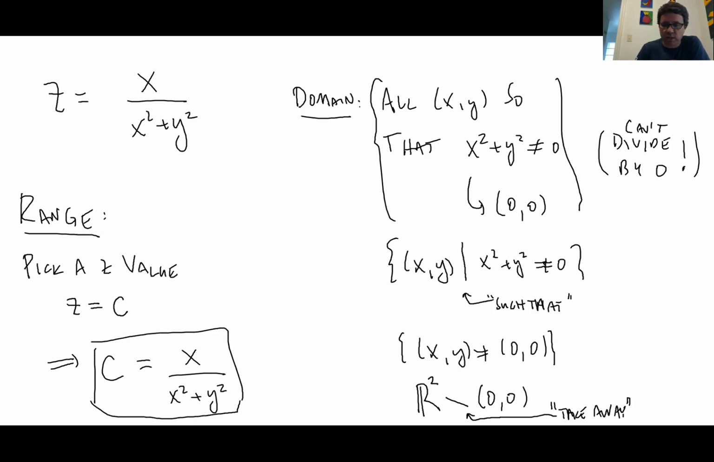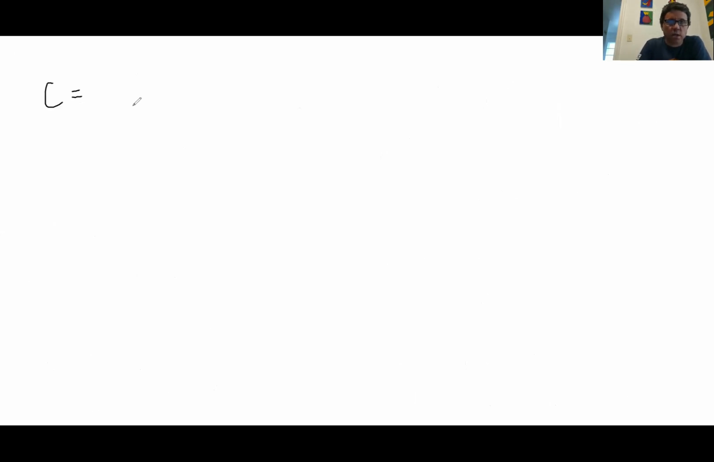Are there any restrictions on c? In the last problems, there were restrictions on c. In this case, let's see. Okay, so c equals x over x squared plus y squared. Maybe one thing we want to get out of the way is, can we get c equals 0? Is that a possibility? Otherwise, it's going to be a pain. I might want to divide by c at some point. So can we get c equals 0? What values of x and y can we plug in here to get 0 for c?